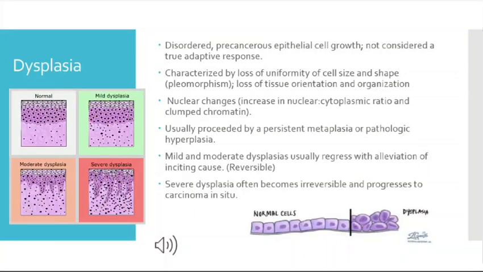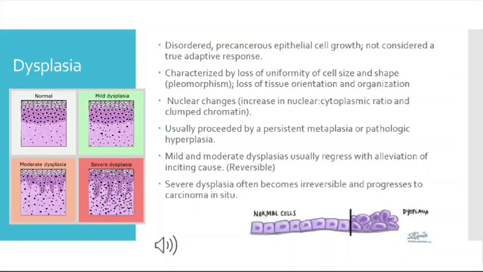Usually, it's preceded by a persistent metaplasia or a pathological hyperplasia, which I will give you examples of in the next slide. Mild and moderate dysplasias usually regress with alleviation of the inciting cause, and severe dysplasia often becomes irreversible and progresses to carcinoma in situ.